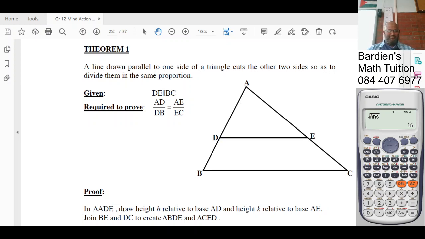People, here we go. The theorem says, a line drawn parallel to one side of the triangle cuts the other two sides so as to divide them in the same proportion. Let me just check. Do I have it in the right place? Yes.